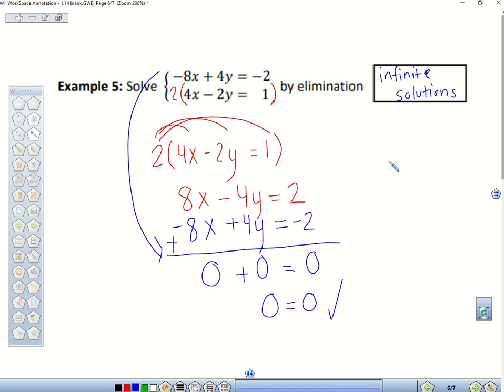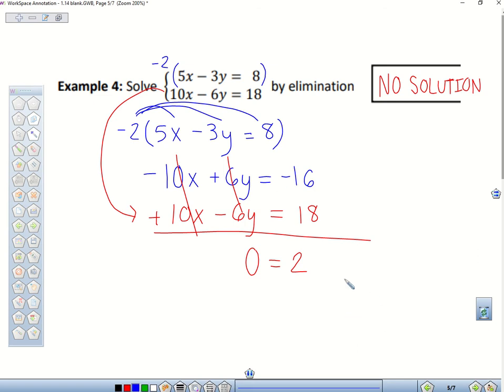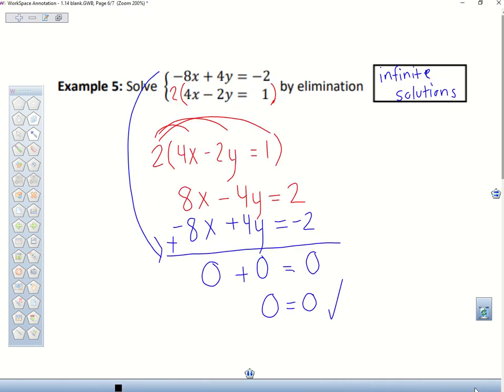Now on the last system, we had a situation where we had no solution. Does anyone know what these two lines would look like on a graph? Parallel, very good. Parallel. So yeah, infinite means they're overlapping. They're actually the equation of the same line. So in reality, if you went ahead and tried to solve these into y equals mx plus b form, you'd actually get the exact same two equations.